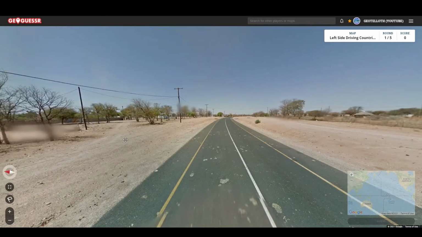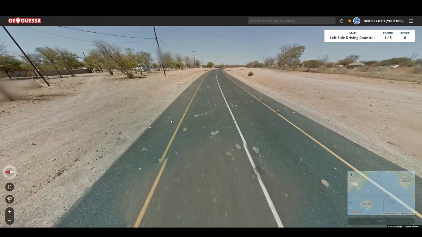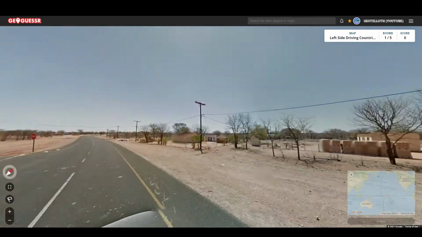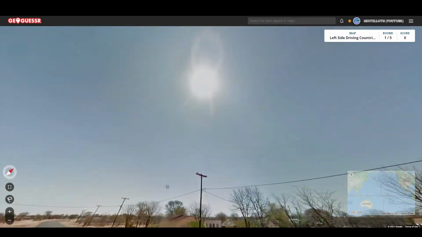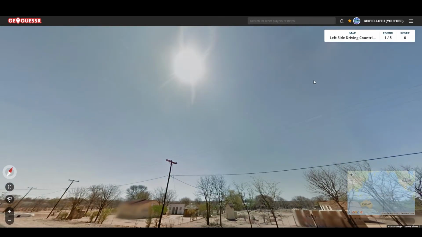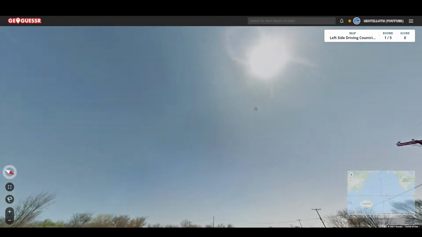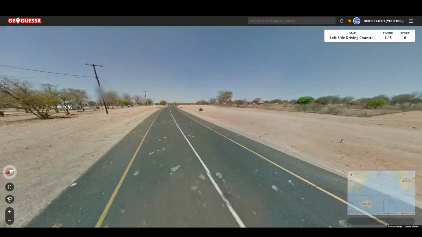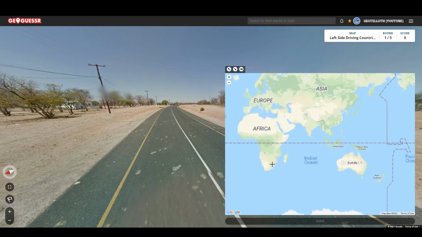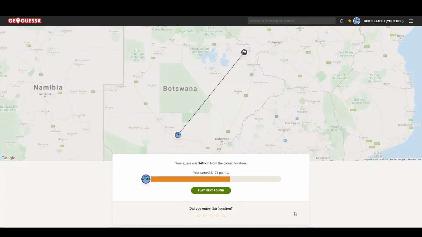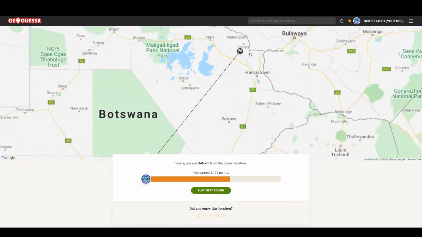Okay, here we go. So, like I said, again, we got the yellow edge road markings. And I think the sun should be in the north. Yep, it is. Do we have the sort of halo that we can see? We don't have that. I'm thinking then it probably could be Botswana. I'm going to go Botswana. It looks a bit more dry. That's what's making me think that. And yes, we were correct. We were in Botswana.